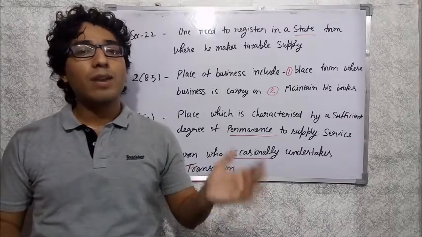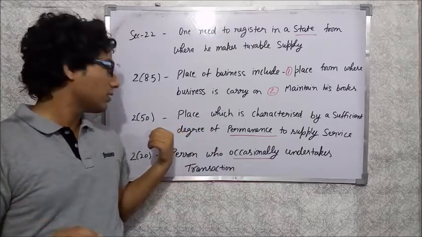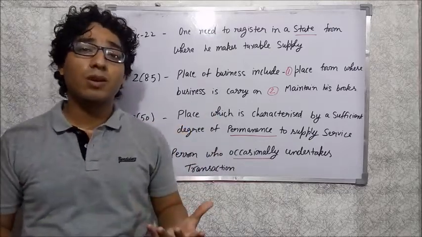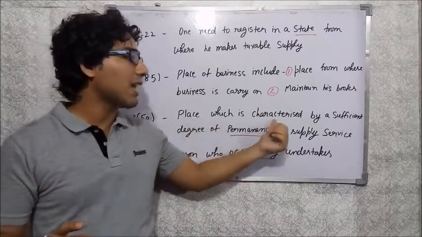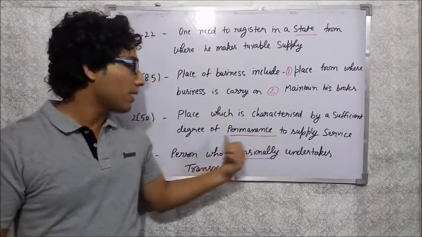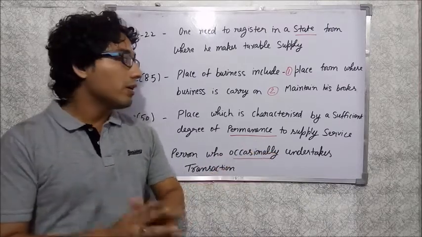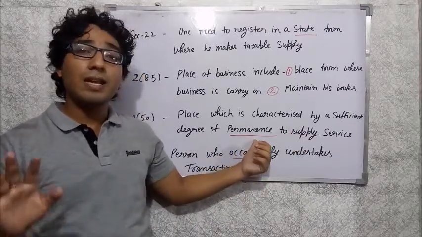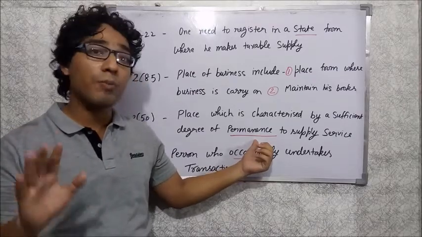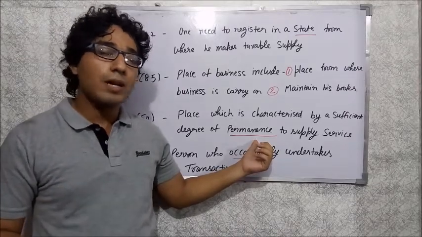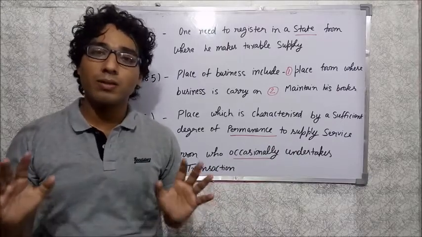So if you don't have the place of business, then shift on to the next one, which is the fixed establishment, as provided under section 2 subsection 50 of the CGST Act, which says that the fixed establishment is the place which is characterized by a sufficient degree of permanence to supply service. So whether we can say that the property which is being rented out has a sufficient degree of permanence. Yes, we can say it. It is a permanent establishment, okay, we got it.